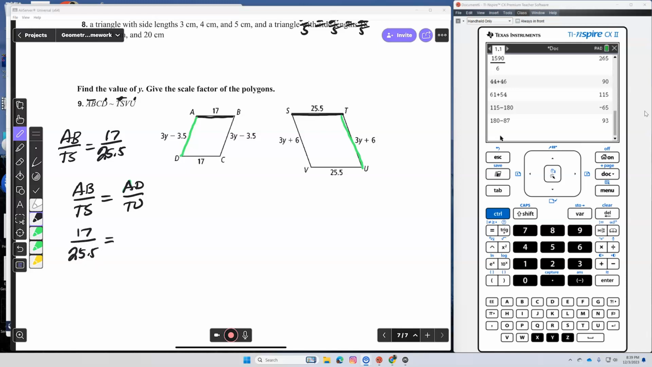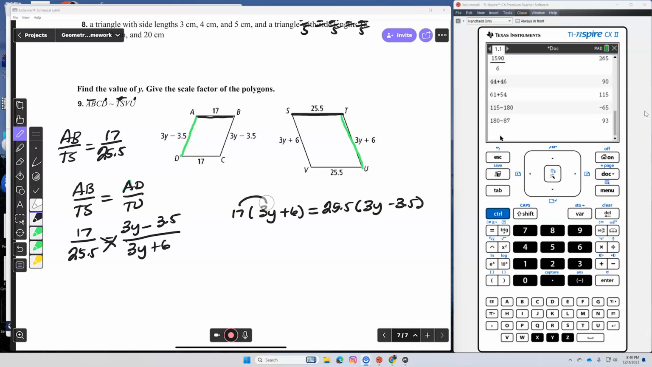25.5 is equal to AD, which is 3y minus 3.5, divided by, wait, I need to make sure I'm doing it right. AD, yeah, 3y minus 3.5. TU is 3y plus 6. So what I'm going to do is cross multiply. So we have 17 times 3y plus 6. You're cross multiplying. And 25.5 times 3y minus 3.5. What you're going to have to do is apply the distributive property. 17 times 3y, 17 times 6. So I'm going to multiply. 17 times 3 gives you 51y, plus 17 times 6, which I get 102.